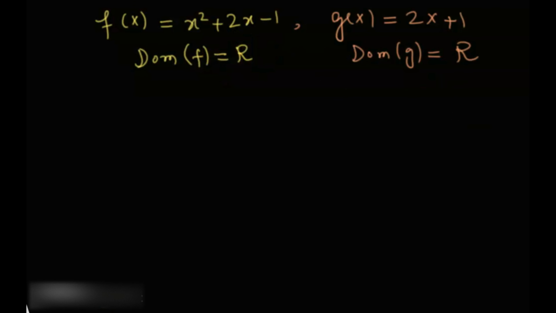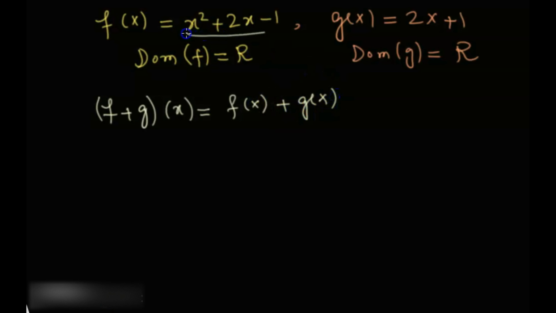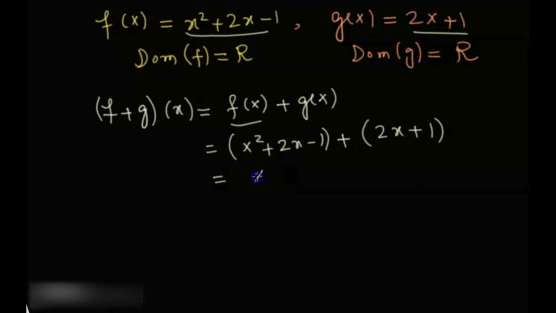First we will define their sum. Of course, the sum of f plus g applied to x is equal to f of x plus g of x. So you keep the value of f of x here, x squared plus 2x minus 1, and the value of g of x over here. So the sum is x squared plus 2x minus 1 plus 2x plus 1. When you simplify, you get x squared plus 4x.